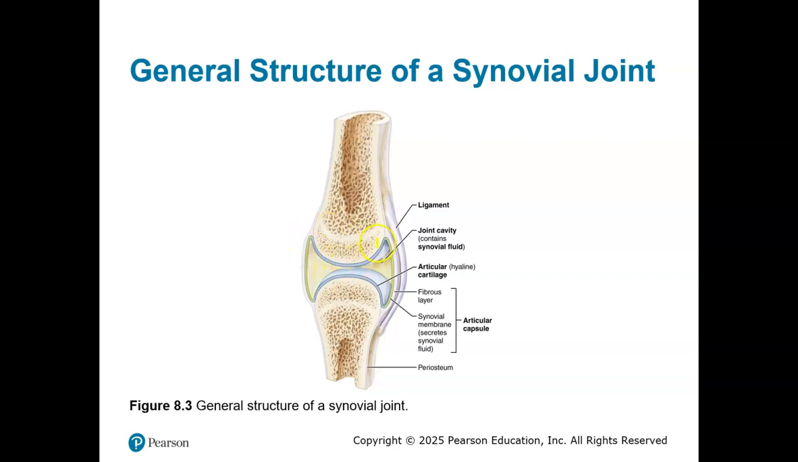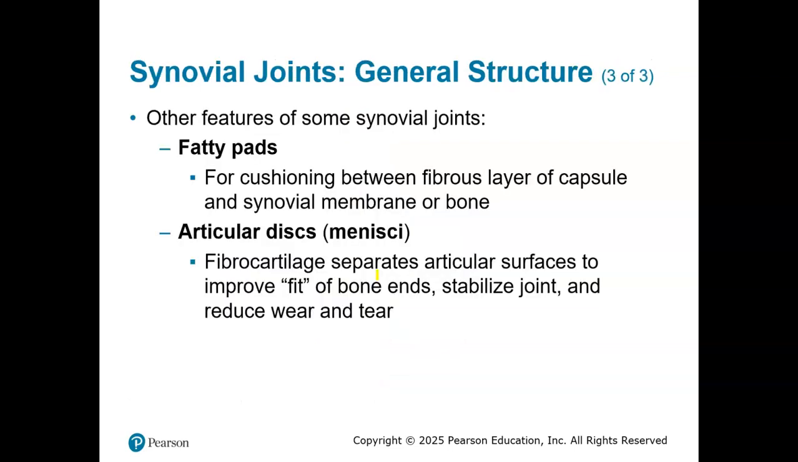You can see here the joint cavity with the synovial fluid inside. You can see the synovial membrane of the joint cavity, and then outside of that is the fibrous layer. You can see the ligament is outside the joint cavity, but sometimes they're within, like within the knee, there are the cruciate ligaments, the ACL and the PCL. But anyway, that's just a typical synovial joint.